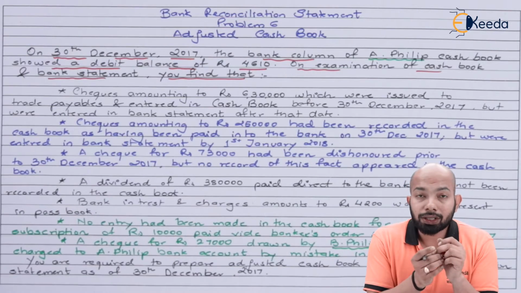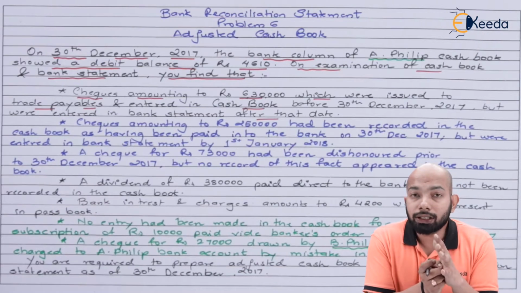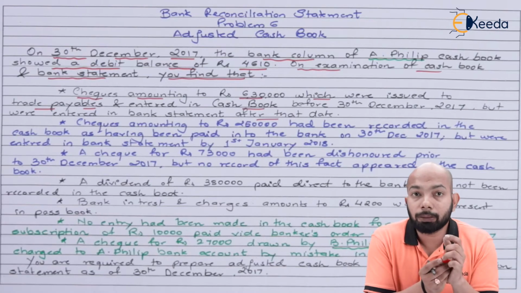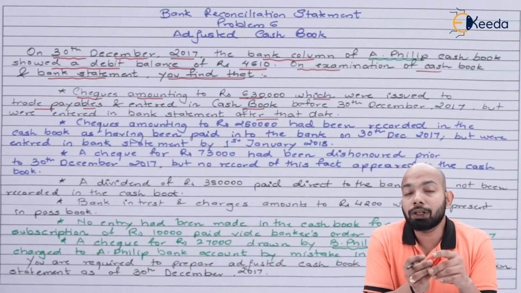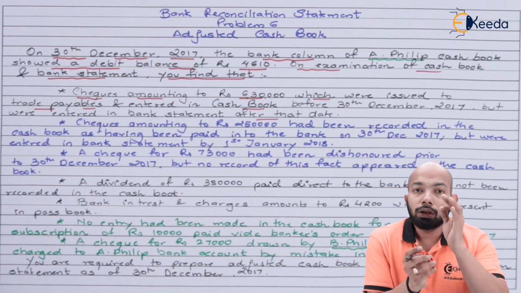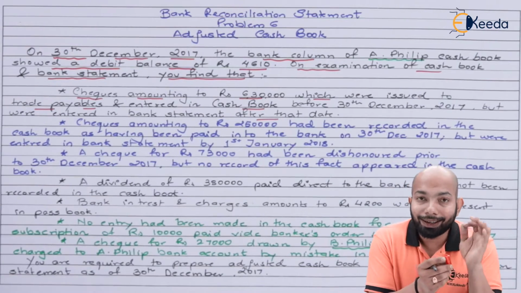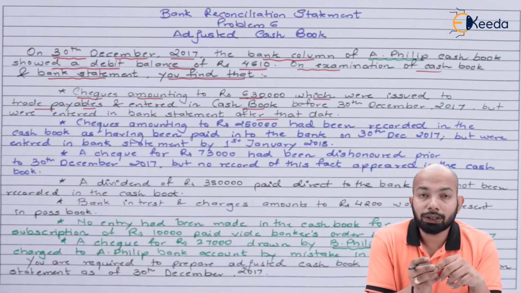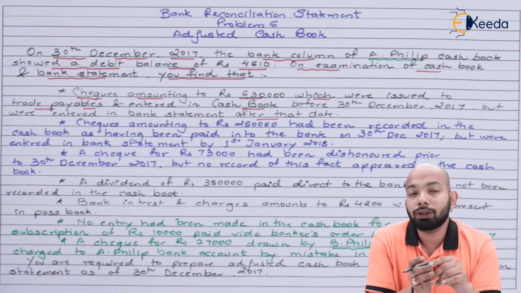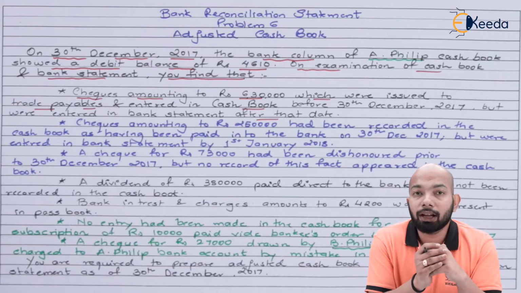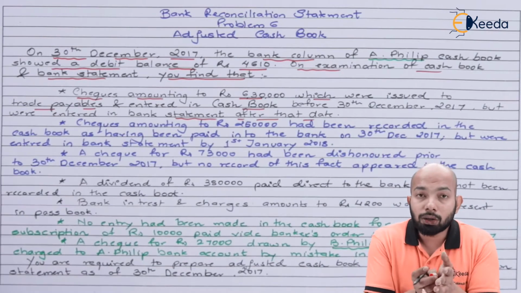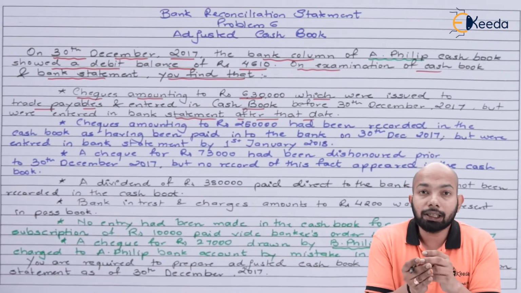The first error was that an amount of rupees 6,30,000 which was issued to trade payables was mentioned in the cash book on 30th of December 2017. However, no entry was recorded related to this transaction in the passbook. That means it was only recorded into the cash book and it wasn't sent to the bank for collection. So this is the classic case of check issued but not presented for payment.